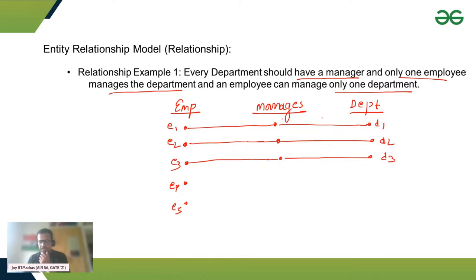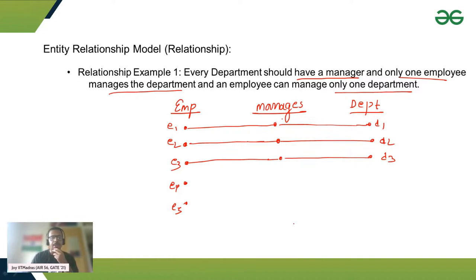So here we can see that for departments D1, D2 and D3, the employees assigned are E1, E2, E3 respectively. So E1 is managing department D1, E2 is managing department D2 and E3 is managing department D3. Whereas E4 and E5 are not managing any departments. So that is the understanding. Is it clear? Are there any further questions? Great, if there are no more questions, I'll move forward.